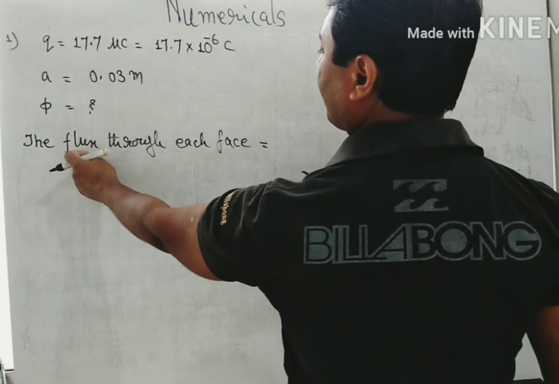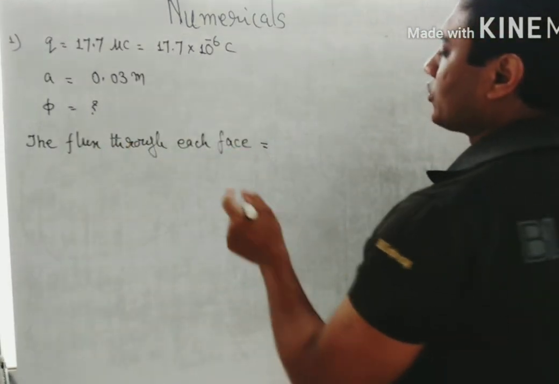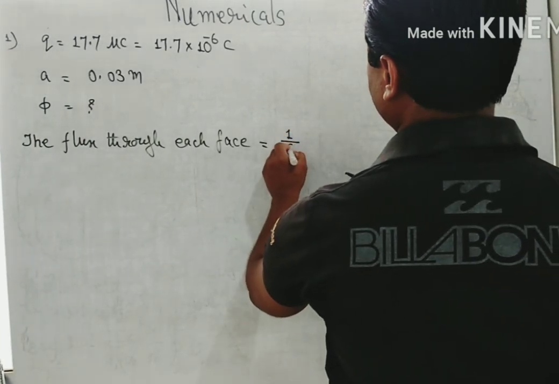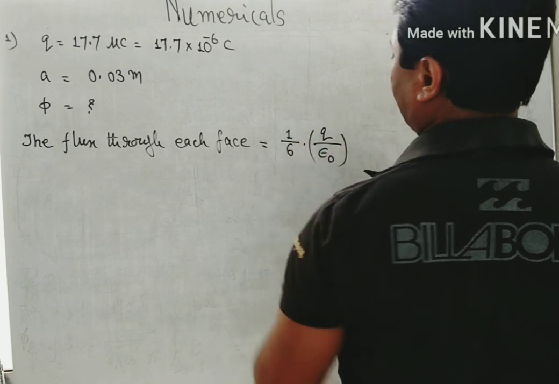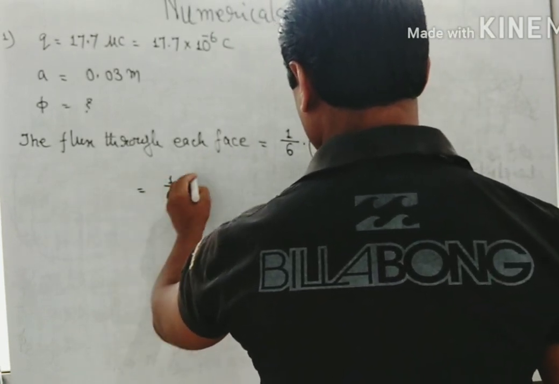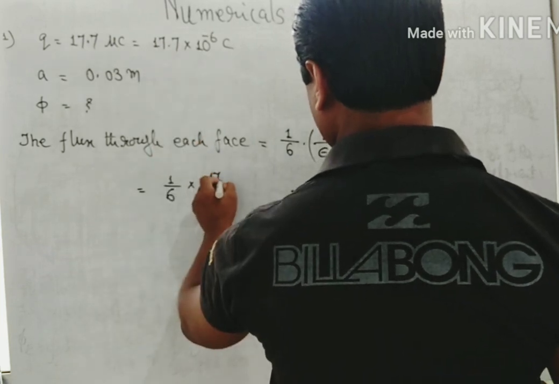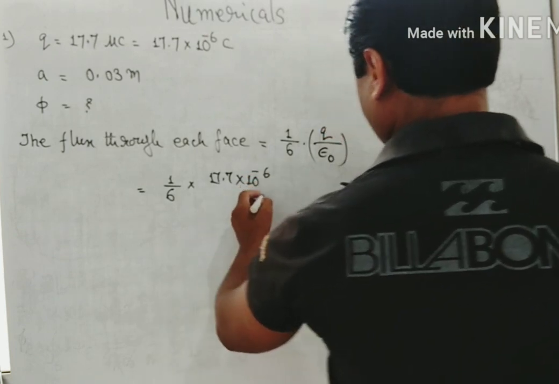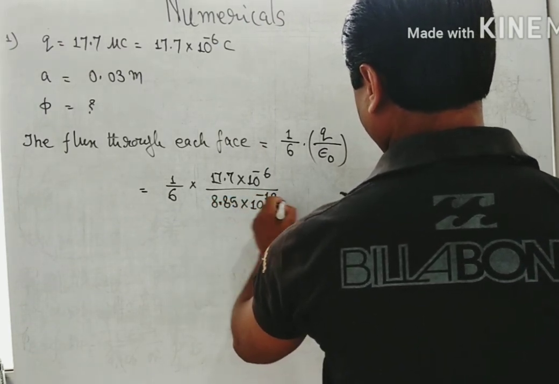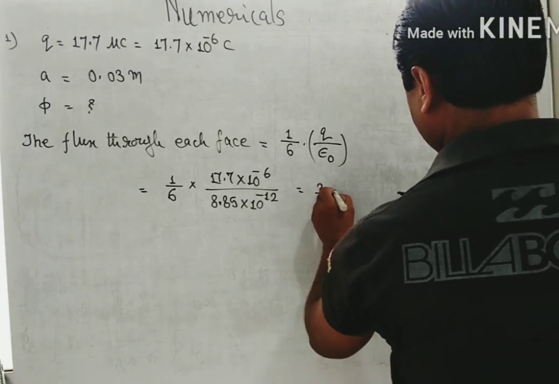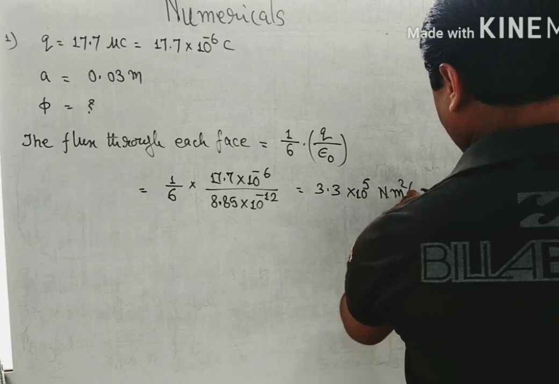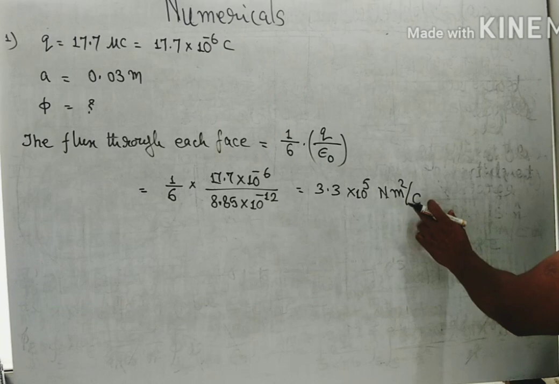But here we are calculating the flux through each face, meaning through a single face. So just divide that by 6. Dividing the total flux by 6, we get the flux through each face. So here we have 1 by 6 of q by epsilon naught. Now placing the values here, we have 1 by 6 into 17.7 into 10 to the power minus 6, divided by epsilon naught value 8.85 into 10 to the power minus 12. See students, when you solve this, you'll get the answer approximately 3.3 into 10 to the power 5 newton meter square per coulomb. So this would be your answer.